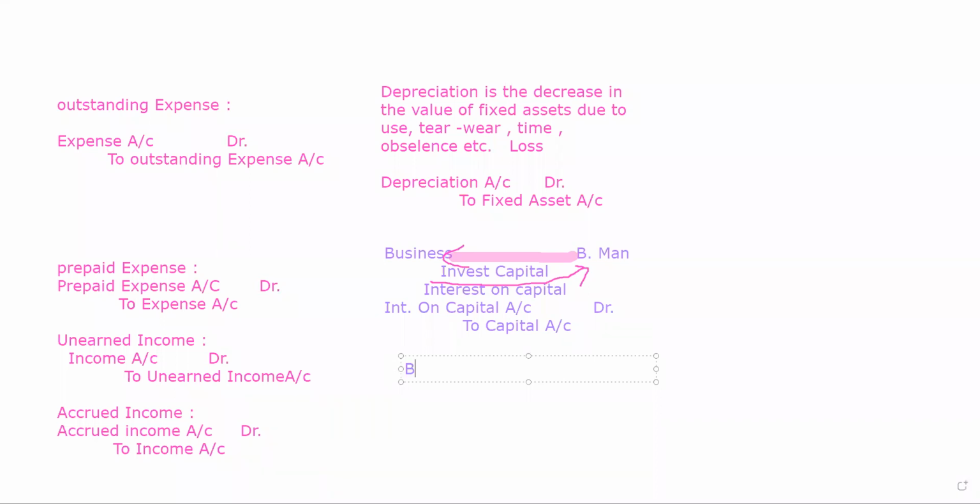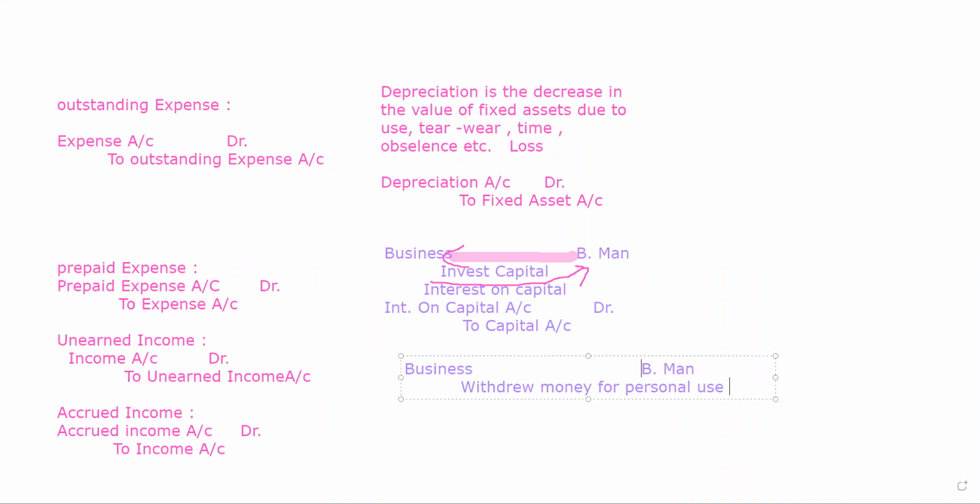Again, there is a business and a businessman. If the businessman withdraws any money for personal use, what happens in that case? It becomes the drawings for the business. When we withdraw money for personal use, it becomes drawings.